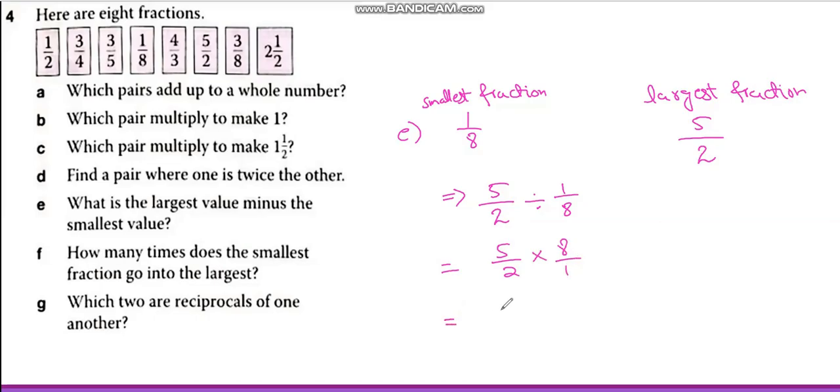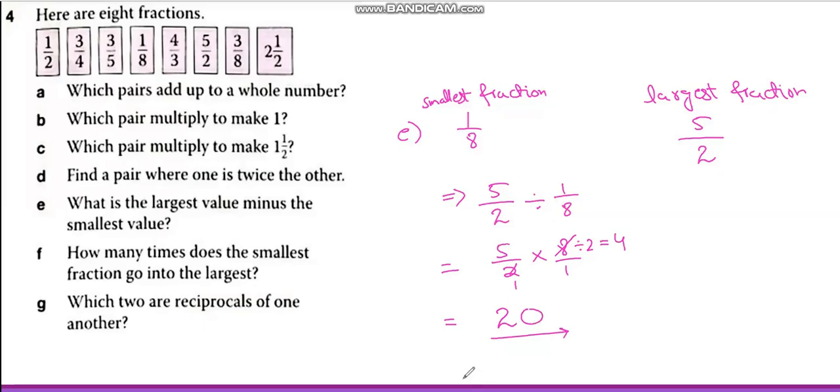And finally, we will use the highest common factor. That will be 2, like the highest common factor of 2 and 8 is 2. So we can divide 2/2, we'll get 1, and we can divide 8/2, we will get 4. And finally, we can multiply 5 times 4, which will be 20. It means that the largest fraction is 20 times bigger than the smallest fraction.